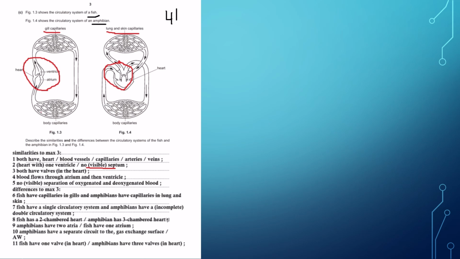And this here is a single circulatory system. This is a double circulatory system, where here you have just one loop. You go from the gills and you go to the body, where here you go from the body to the heart, to the lung, and back to the heart, and then out to the body.